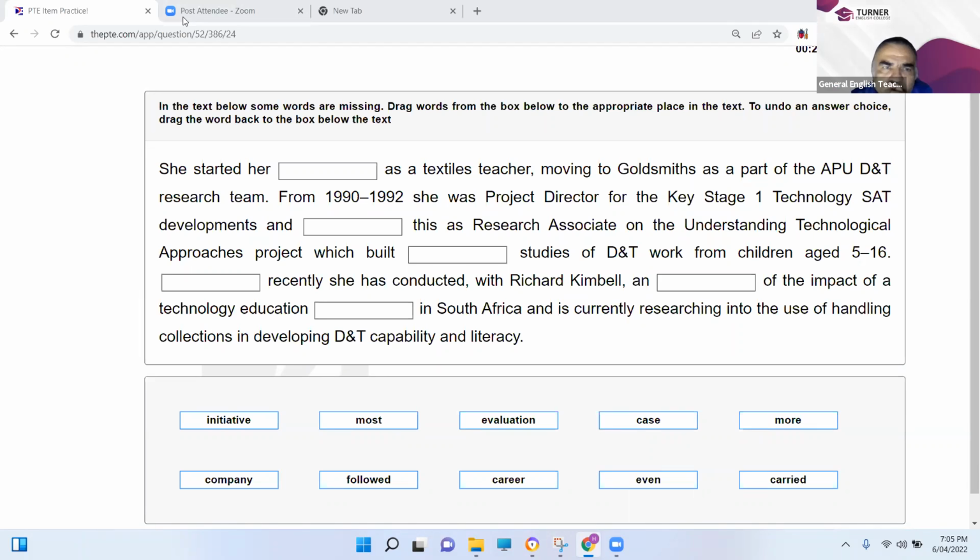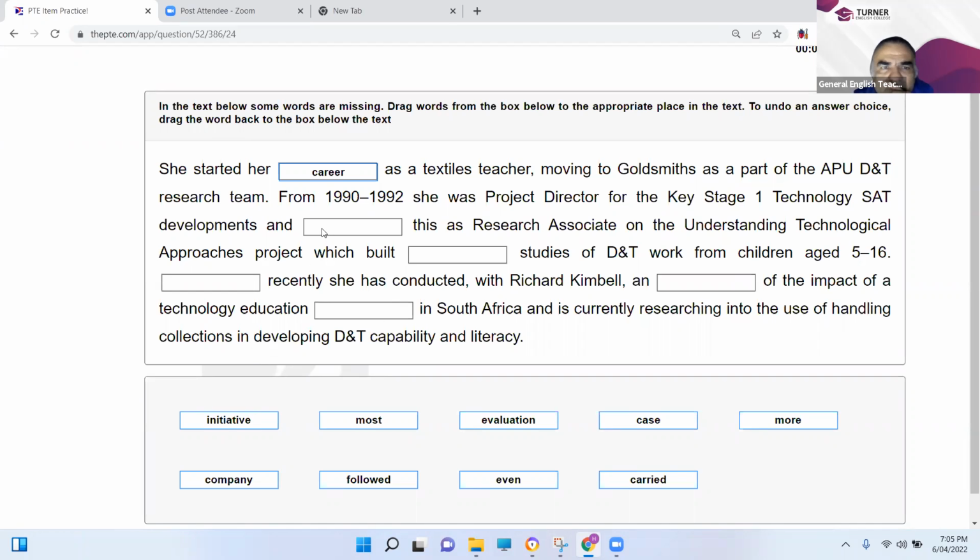Okay, we'll start with Hitomi. Career. Can you tell me what is the distractor for career? She started her career. Yeah. No, which one is the distractor? For every item you... Oh, company. Very good. Yes, company.